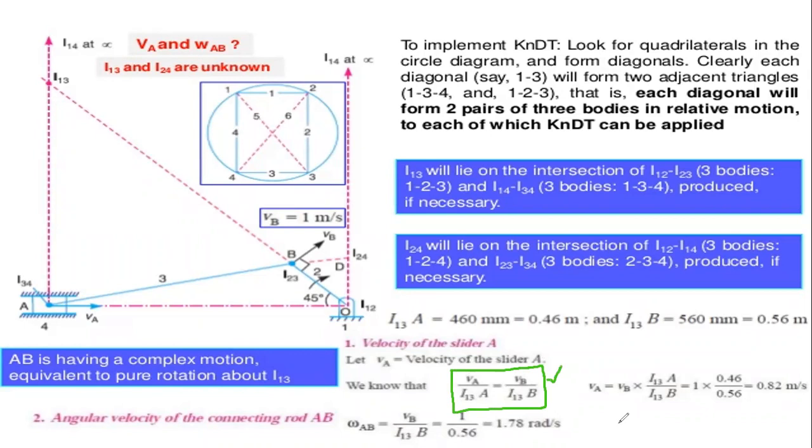And then we are going to substitute the values in it. So substitute the given values. Here we know the velocity of B, and we got the values of I13 into A and I13 into B. So we got these three values. Therefore, velocity of A has to be obtained to the left side, and these two values have been sent to the right side, the multiplication of velocity of B. So substitute the values in the formula.